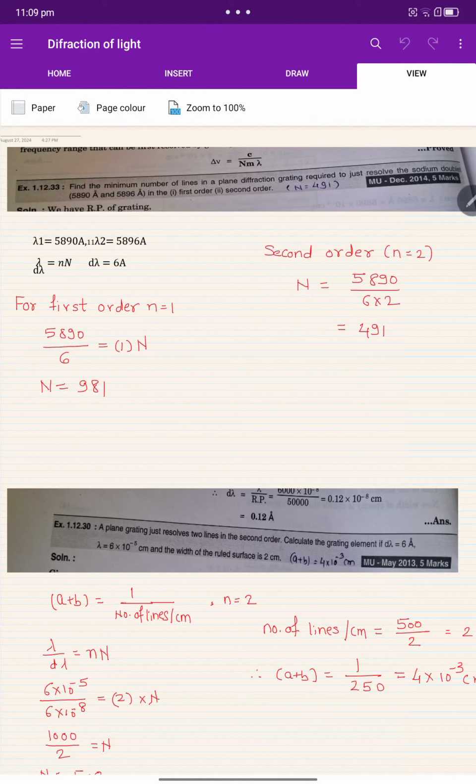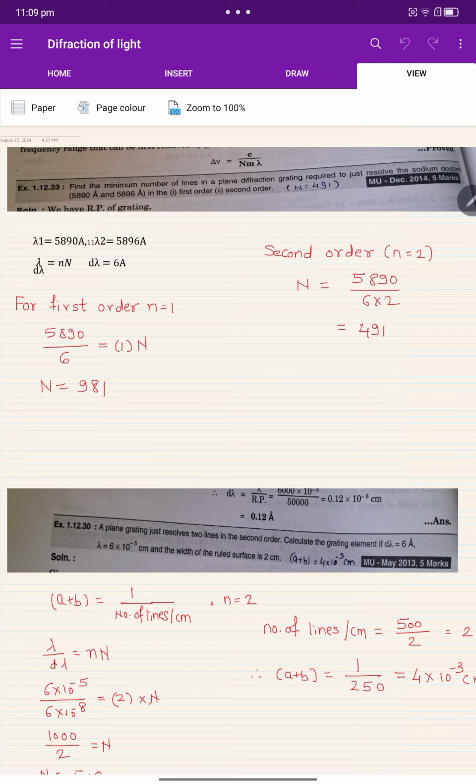Okay, students, so welcome. Today we'll solve a few questions based on diffraction of light of engineering physics 2. Students, you can see on your screen where we need to find the minimum number of lines on a grating which is resolved for wavelengths 5890 and 5896 Armstrong, first order and second order. We have given wavelength lambda 1 as 5890 and wavelength lambda 2 as 5896.